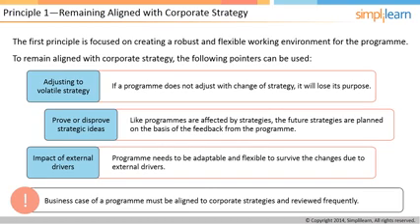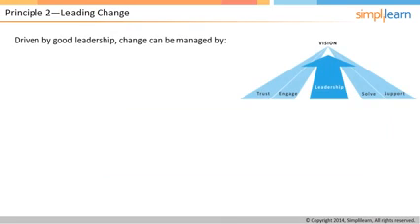Throughout the life cycle of the program, the business case needs to be reviewed frequently to ensure that it is aligned to the organization's strategy at all times. Most importantly, flexibility is demanded only for programs. This is not advised for projects, where a flexible scope can end up in disaster. In the next screen, we will discuss the second program management principle.